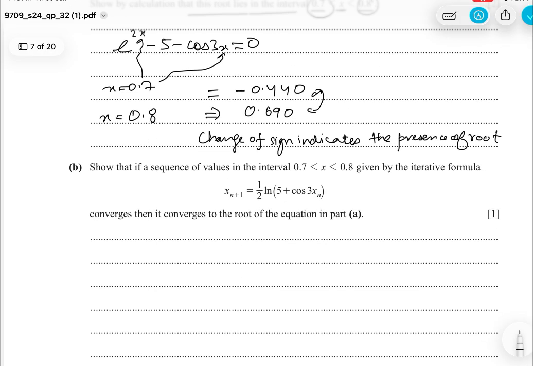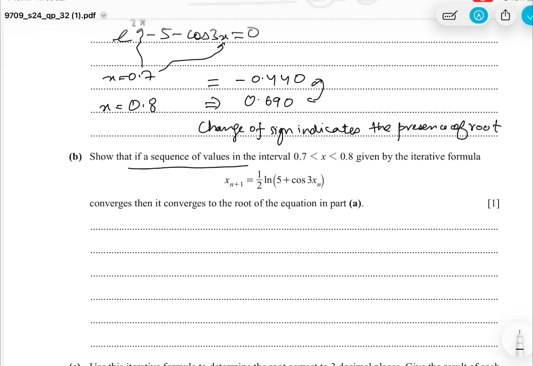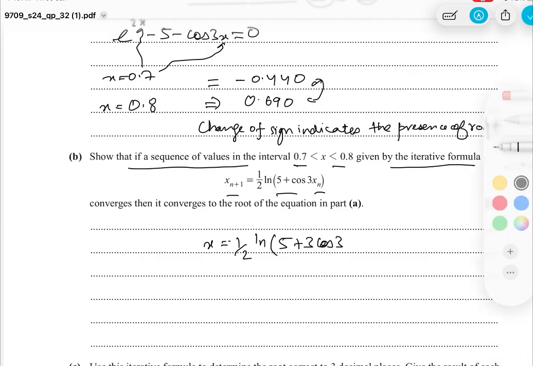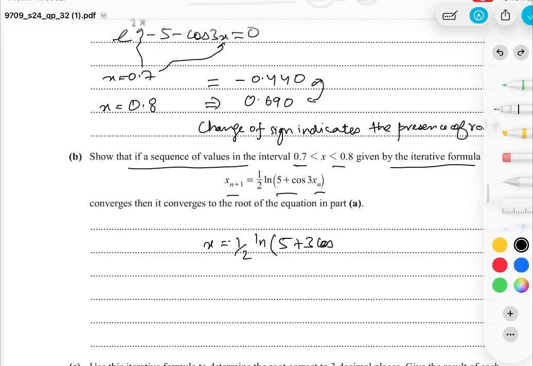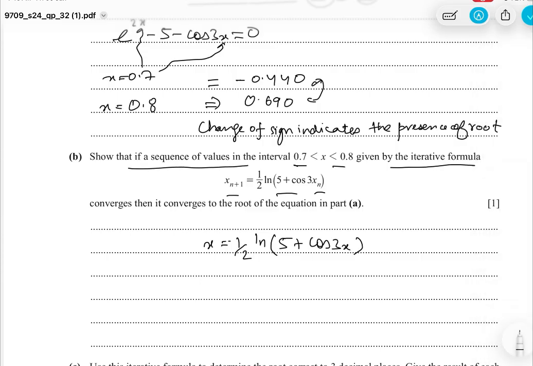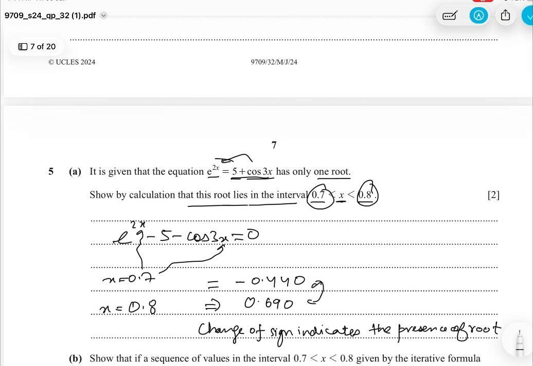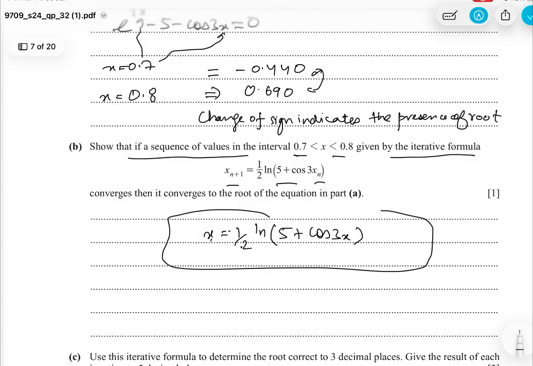Show that a sequence of values in the interval is given by the iterative formula, this one. Okay. So we will start with this formula, x equals half ln of 5 plus cos 3x. Now we have to make this formula look like this one. Can we do that? Yes, we can. We will multiply this by 2. It would be 2x equals ln of 5 plus cos 3x.